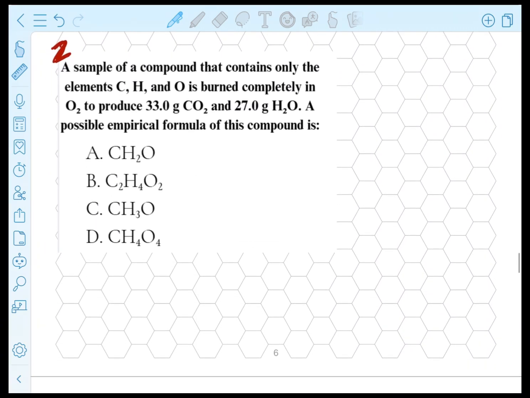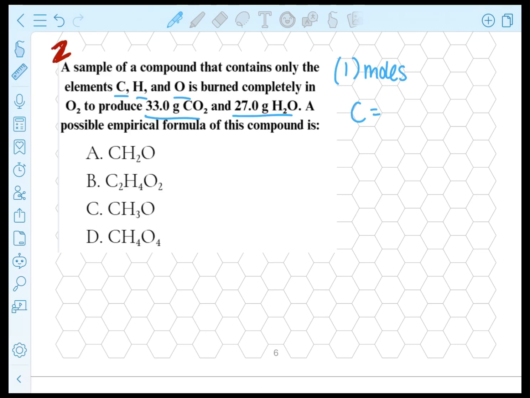Alright, so now let's do a combustion analysis one. I'm going to walk through this one since we haven't gone over one like this, but if you want to try it on your own, go for it, pause, and skip to the results. Alright, again, like always, we're going to convert to moles first. And we're only given the mass of carbon dioxide and water. So we're going to have to derive the moles of carbon, hydrogen, and oxygen from this information.